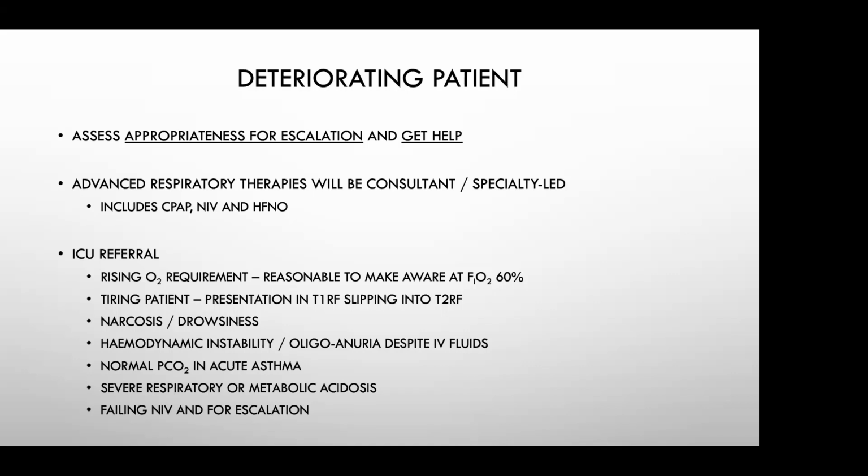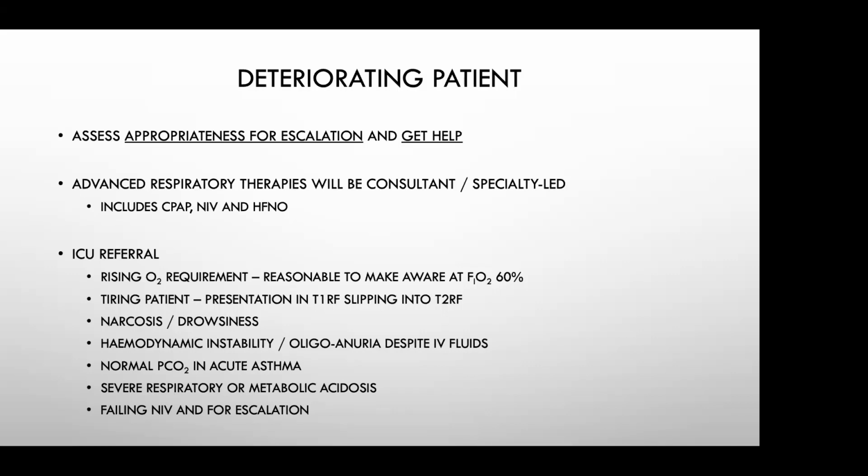This is by no means an exhaustive list of reasons to refer to ICU, but I would usually say, kind of rule of thumb, if you've got a patient needing 60% oxygen, that's probably time to let the intensivist know, especially if that trajectory is one of deterioration. If you can see visibly that the patient is tiring, and you can see a rising PCO2, again, worth letting the intensivist know. If they are narcosed and drowsy with a respiratory element, again, another reason. Hemodynamic instability. Asthma is a particularly worrying one.